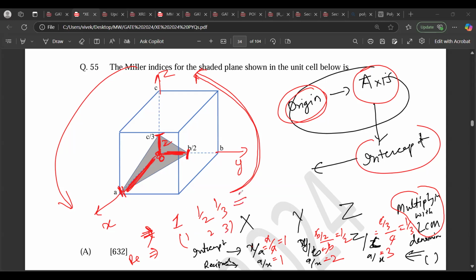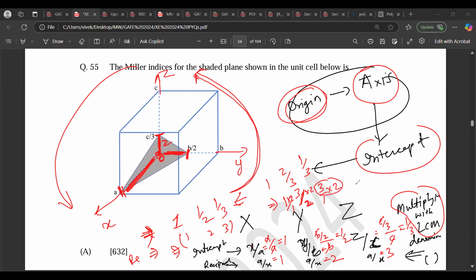Imagine this intercept is very awkward, like 1, 2 by 3, and 1 by 3. Now, the moment you take the reciprocal, it becomes 1, 3 by 2, and 3. Now you got a fraction. You have to convert it into integers. So you have to take the LCM of all the denominators. Here the denominator is 1, here it is 2, here it is 1. What is the LCM? It's 2. So you multiply everywhere by 2.